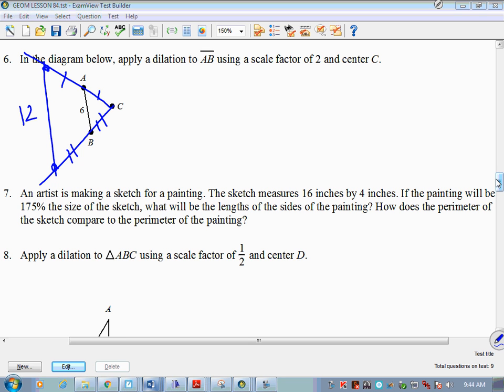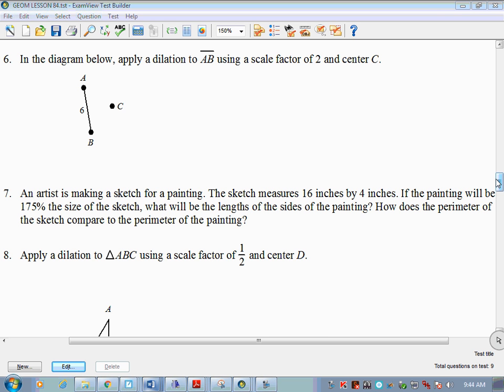What's your question? Like, if I was closer to C? Not always. Obviously, that would be a reduction. So let's say my scale factor was 1/2. Then I would cut the distance in half, and my length would be 3. Does that make sense?